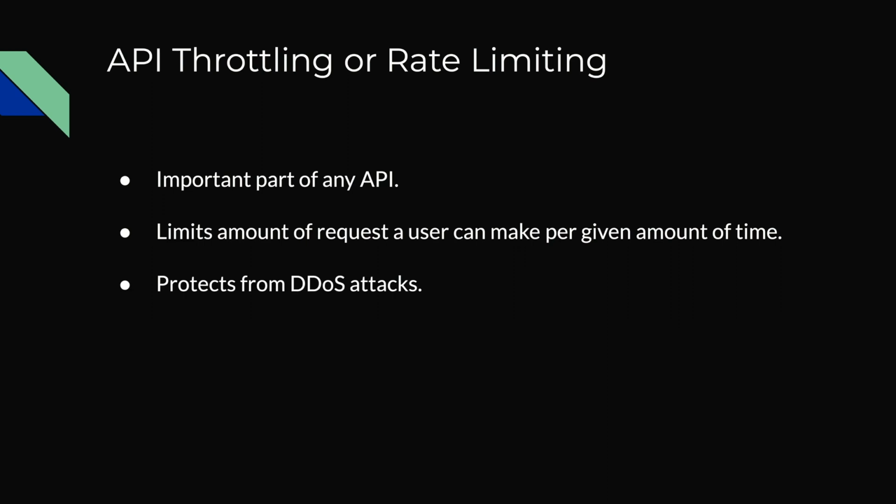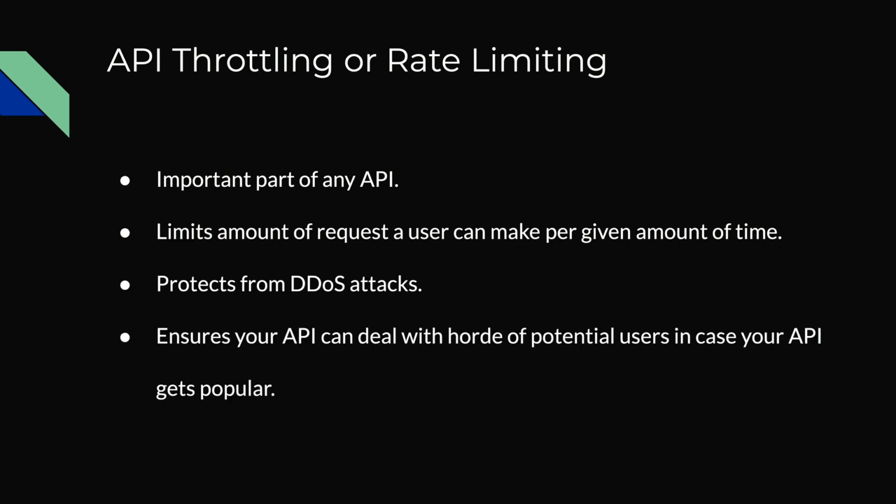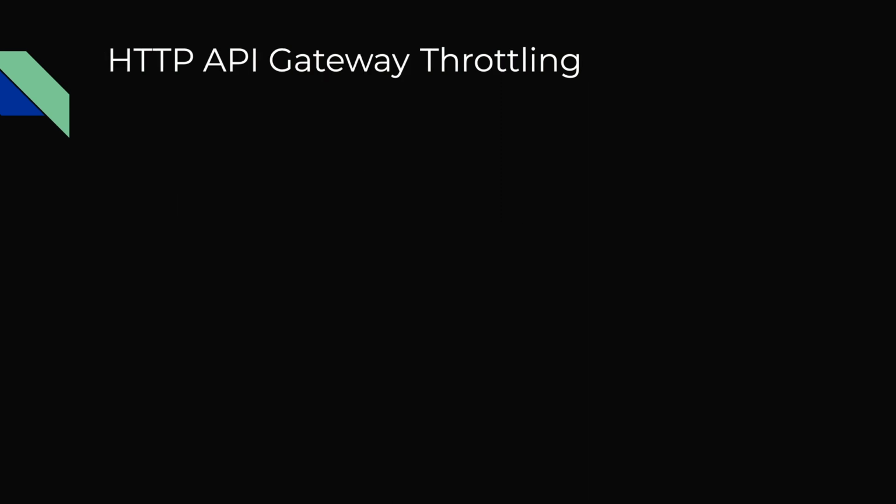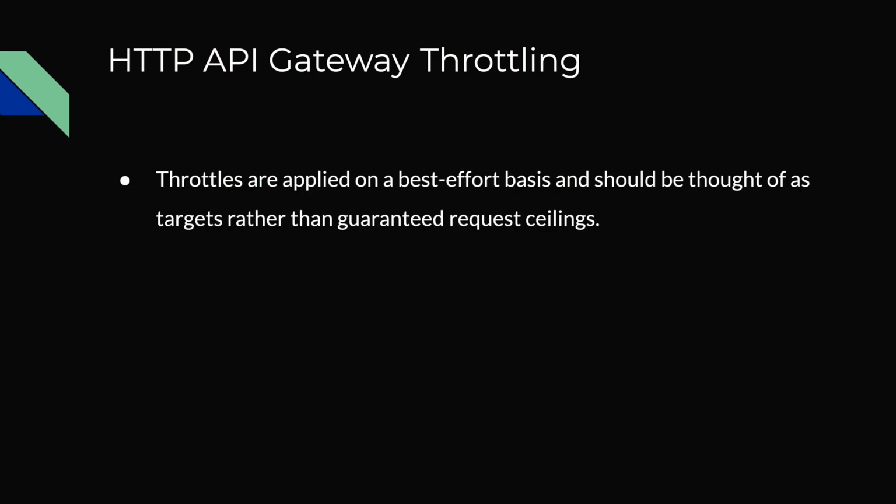It protects from distributed denial of service attacks, and it also ensures your API can deal with a horde of potential users in case your API gets popular. Implementing API Throttling from scratch requires some work, so it is very convenient that AWS API Gateway has this feature out of the box. HTTP API Gateway Throttling has the following features.